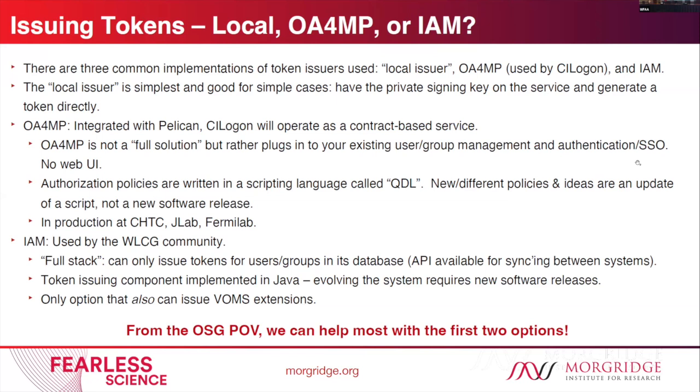One's a very simple one where you just sign the token directly using the private key. No complex flows required. It works great for small organizations that don't have lots of distributed services. There's a second one, OA4MP, that is brought to us by the same team that does CILogon. This is used by Fermilab, JLab, CHTC, LIGO, and probably a couple others. The really nice thing about this one is it doesn't own your group and user management, but really just does the token. It's meant to integrate into your existing system as opposed to replace the system.